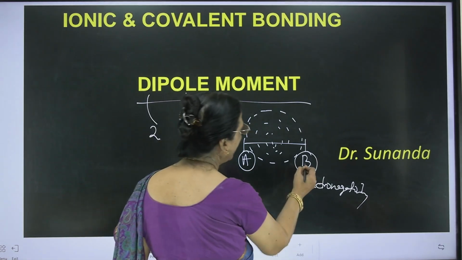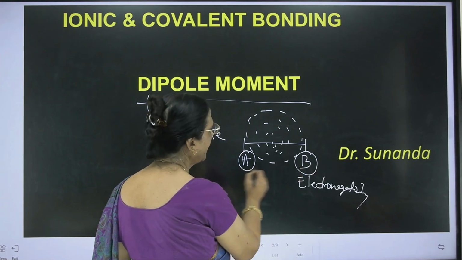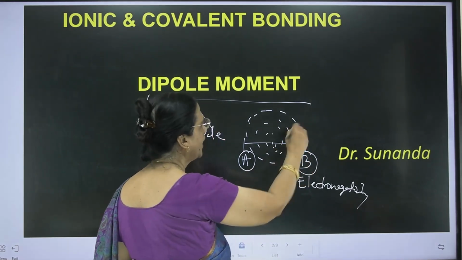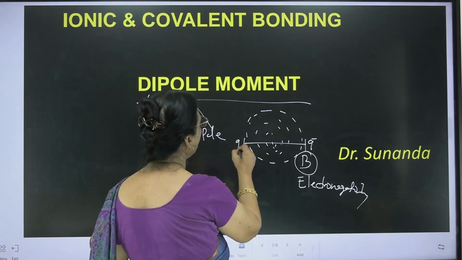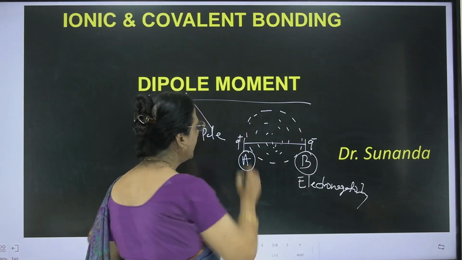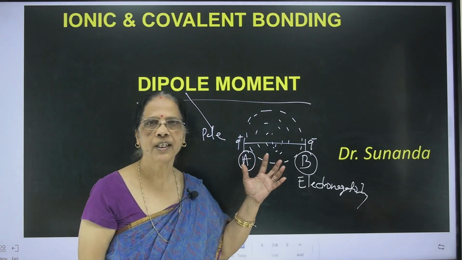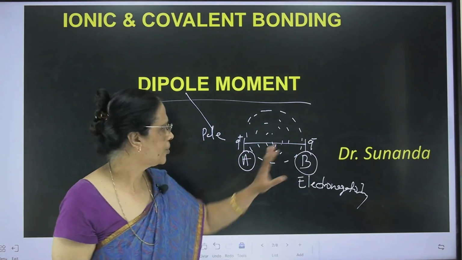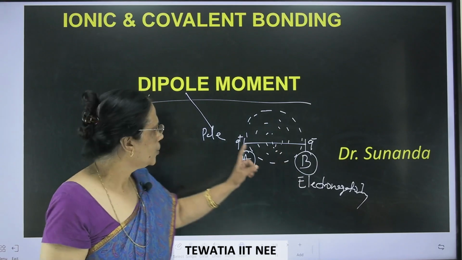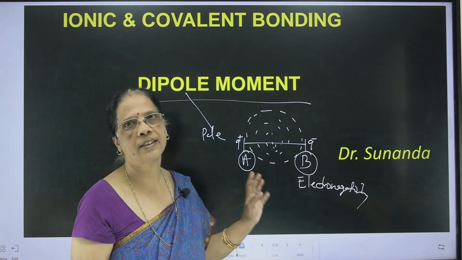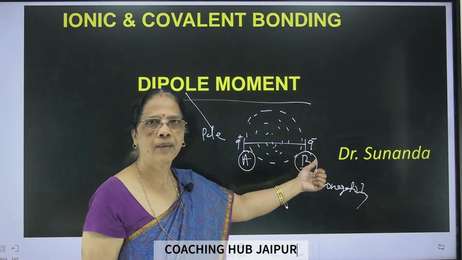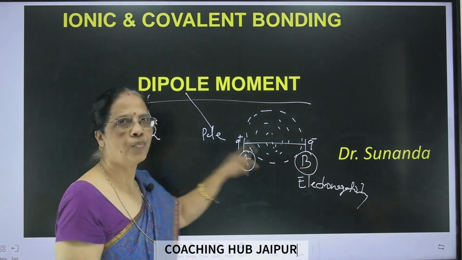So if B is more electronegative than A, then B will attract more electron cloud. So here it will develop a negative charge and here it will develop a positive charge. The electron deficient center will be positive and the electron rich portion will be negative, okay. So this is your charge separation, and during this charge separation two poles will be developed. That's why it is called dipole moment.